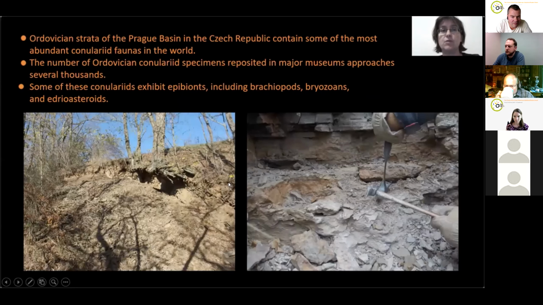Ordovician strata of the Prague Basin in the Czech Republic contain some of the most abundant conulariid faunas in the world. The number of Ordovician conulariid specimens reposited in major museums in Prague and Pilsen approaches several thousand and continues to grow as classic collecting localities are resampled. Some of these conulariids exhibit epibionts, including brachiopods, bryozoans, and edrioasteroids.